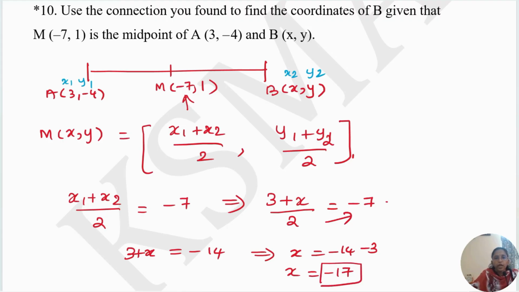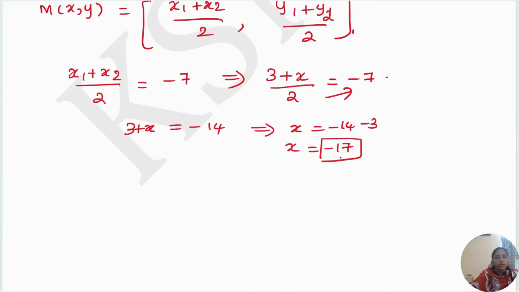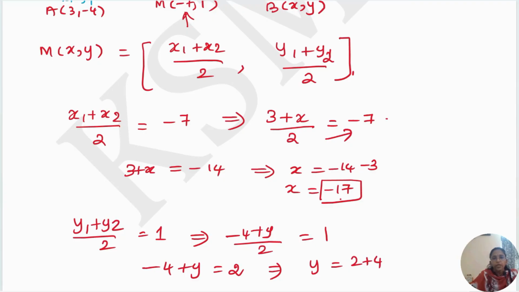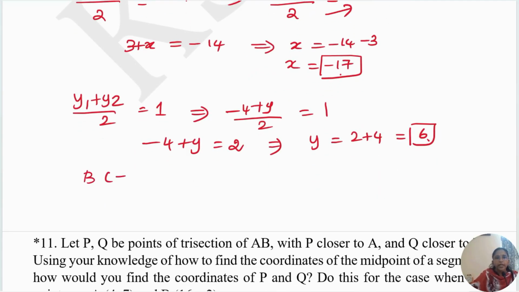Okay. And similarly, you have to do it for your y data. What is our midpoint data? Y data is 1. So here y1 plus y2 divided by 2 is equal to 1. Substitute your y1, y2 data: minus 4 plus y divided by 2 is equal to 1. Then again you do your cross multiplication. So minus 4 plus y is equal to 2. So y is equal to 2 plus 4, that is equal to 6. So now our B coordinate data is x equal to minus 17 and y equal to 6. So this is our final answer.